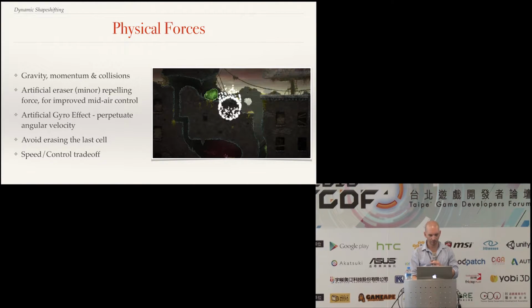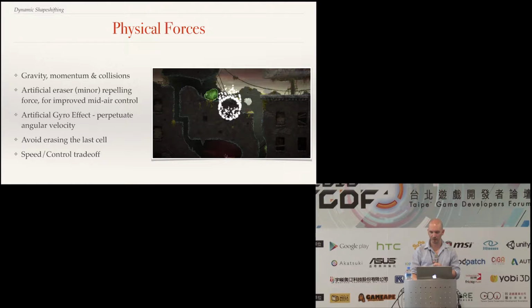Clearly, there's some gravity, momentum, collisions, all these things we know about. We talked about this fake physical force that is applied by the eraser, which allows you to have a little bit more control over your mushroom, especially if it's in mid-air. And the artificial gyro effect. The ground will always try to stabilize you, and in mushroom, when you actually want to promote tumbling, then I apply some gyro effect, kind of force it to continue its angular velocity if possible.